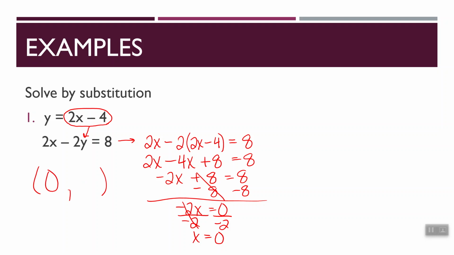Now, in order to find the y-coordinate, you can plug 0 in either equation. The first equation, the one that's solved for y, is going to be the easiest place to put it. So in order to figure out what y equals, I'm going to take 2 times 0 and then subtract 4. 0 minus 4 is negative 4, so we get y equals negative 4. So the ordered pair is 0, negative 4.